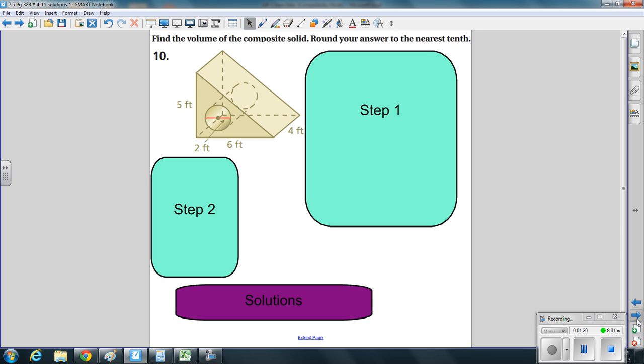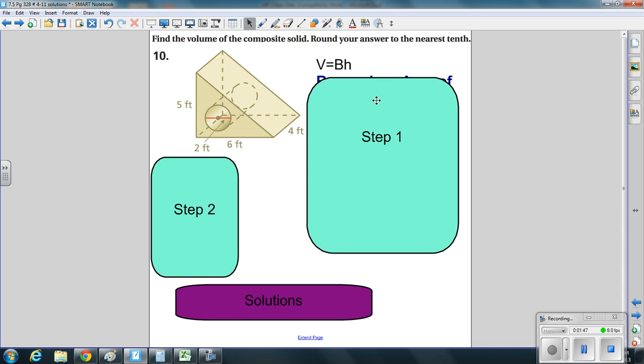For number 10, in this composite shape, we will be subtracting the cylinder from the triangular prism. So we first find the total volume of the entire shape, assuming this wasn't missing. Then we find the volume of this cylinder that's going to be cut out. And our third step is to subtract the two volumes from one another.